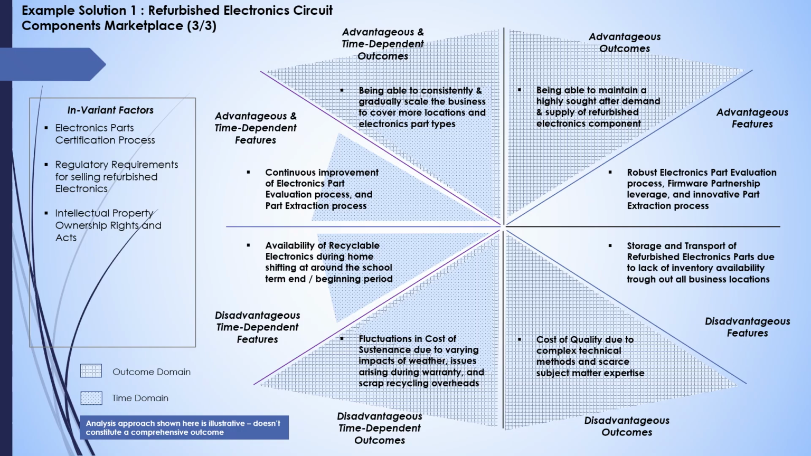Here's where the features outcomes time domain canvas stops being just an analysis and starts becoming a launch pad. Every tension we've identified, every disadvantageous feature, every cost pressure, each one of them is an invitation to explore, to question, and to innovate. Let me show you exactly what that looks like. Take the time-dependent cost fluctuations, the overheads from weather protection, warranty issues, and scrap recycling. We've already flagged these as drags on the solution, but look at them through the lens of unconstrained thinking and analogous thinking, and they transform into design challenges worth solving.